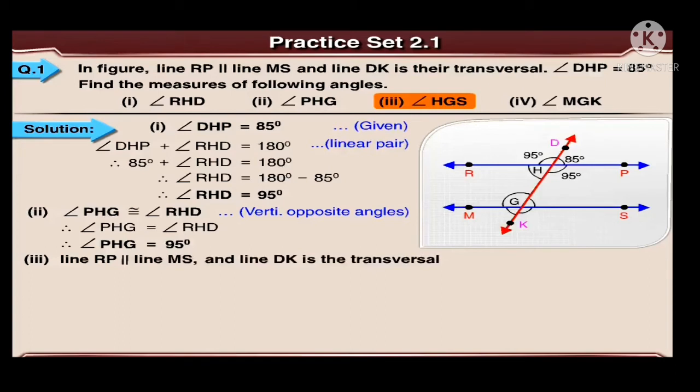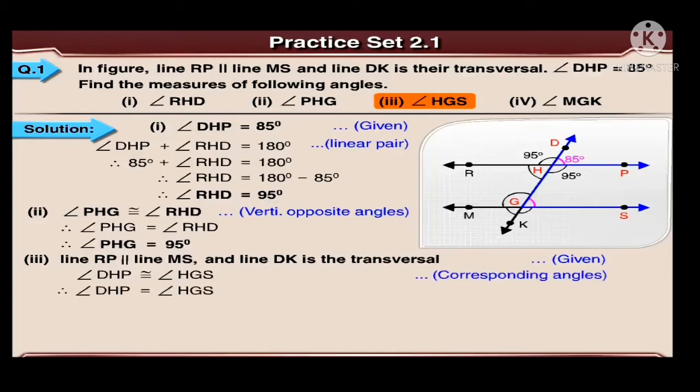Third, line RP is parallel to line MS and line DK is the transversal, given. Angle DHP is congruent to angle HGS since they are corresponding angles. Therefore, angle DHP is equal to angle HGS. Therefore, angle HGS is equal to 85 degrees.